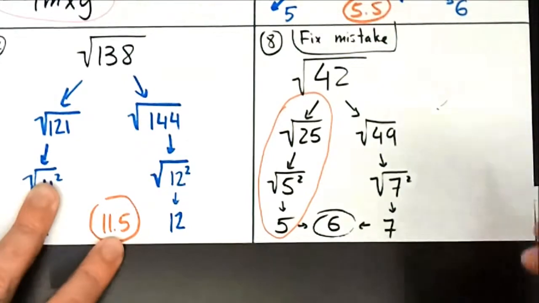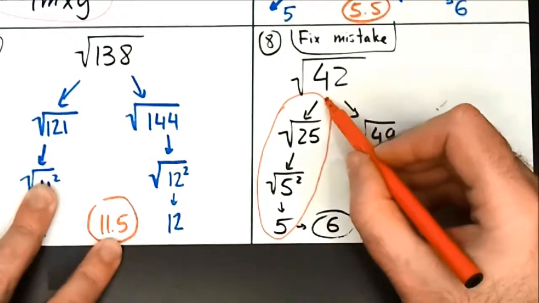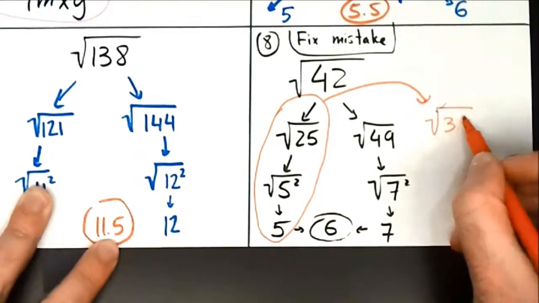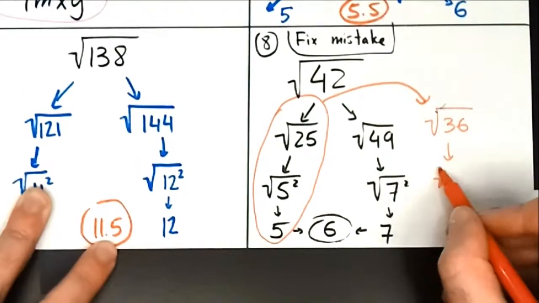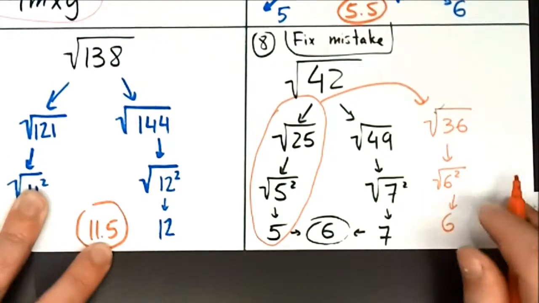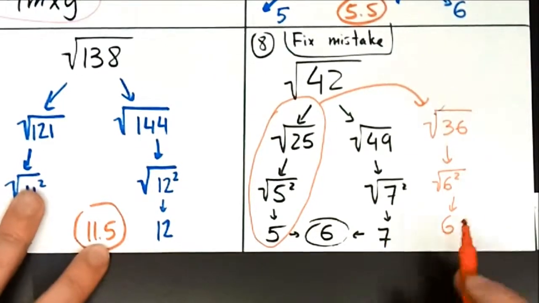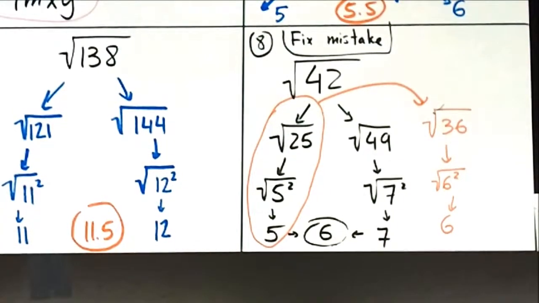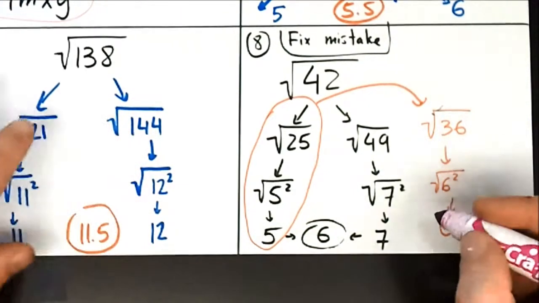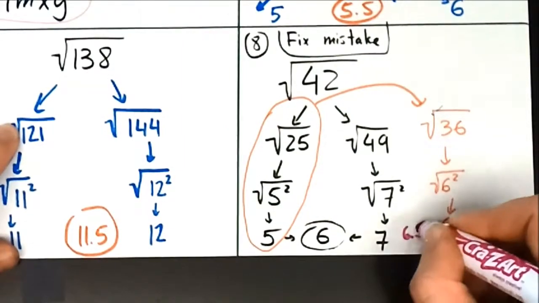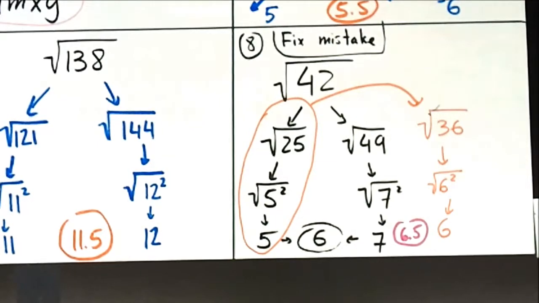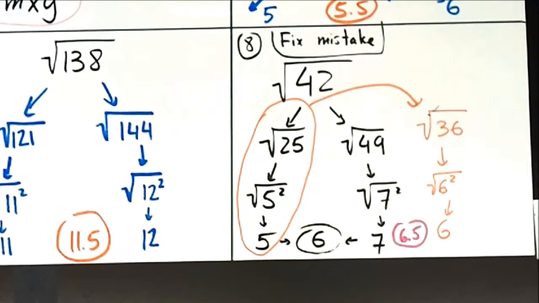So if I did that, so I'm gonna hover over right there, I would have written 36, which yields 6 squared as exponential form, which yields a 6. So my answer would have been between 6 and 7, not between 5 and 7, in which case it would have been approximately 6.5. So that was the mistake that I made, and that's what the mistake led to. Any questions on number 8?